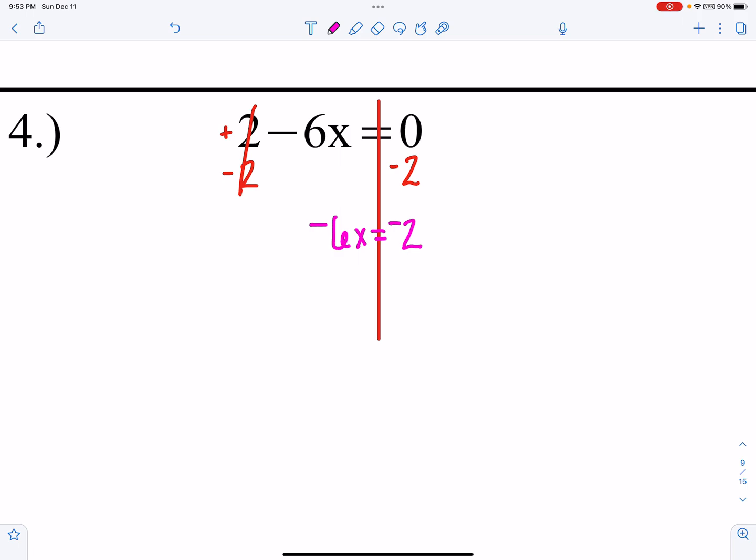Now I can look at the fact that I have a negative 6 times x. So the inverse operation would be to divide by negative 6 on both sides, which leaves us with x equals negative 2/6. Negative times negative, though, is a positive, so we are just left with 2/6 here. And if I simplify this, we end up with 1/3 as an answer. Okay, and so x equals 1/3.